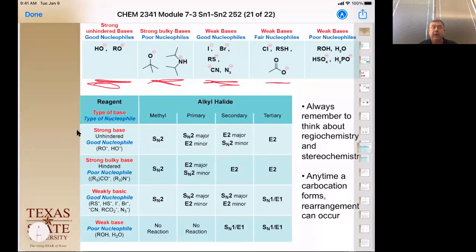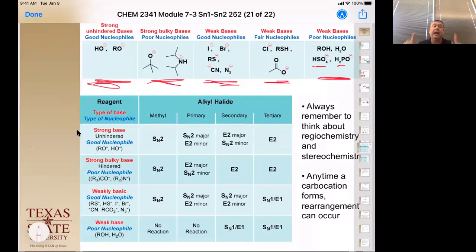Weak bases are going to do a little bit of both, and I'll talk about that in a minute. And then the weak bases that are neutral molecules or mono-deprotonated acids, multi-proton acids, act as poor nucleophiles, and weak bases, start thinking SN1 and E1 reactions, always forming that carbocation.